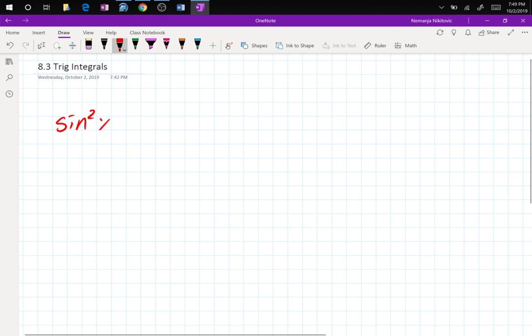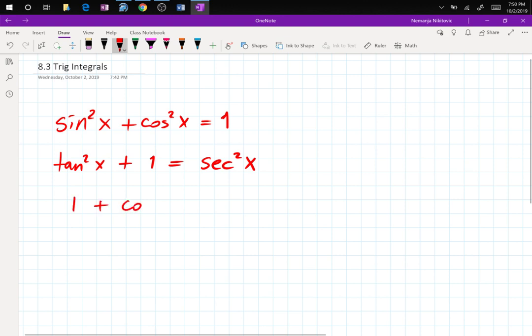Sine squared x plus cosine squared x is equal to 1. Good. So this is the main equation, and you can divide everywhere by cosine squared to get tangent squared x plus 1 is equal to secant squared x. Or you can go back to the main equation, divide everywhere by sine squared, and get 1 plus cotangent squared x is equal to cosecant squared x. These are called Pythagorean identities.